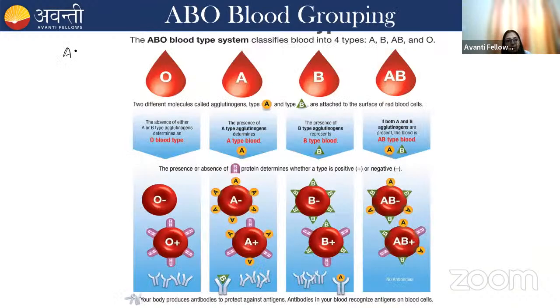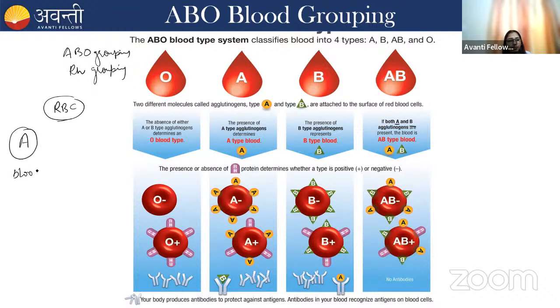Moving next is the ABO blood grouping and Rh blood grouping. So RBCs have self-antigens. Self-antigens are A and B. These are the self-antigens. Okay. If the person has blood group A, this person will have A antigen on the surface. And this person will have antibody B.